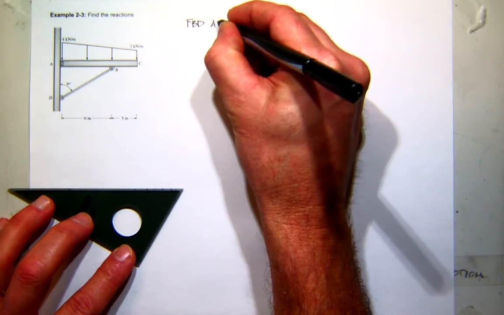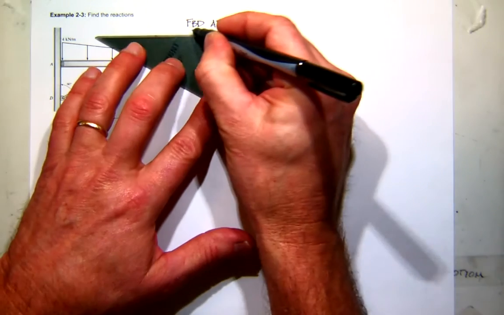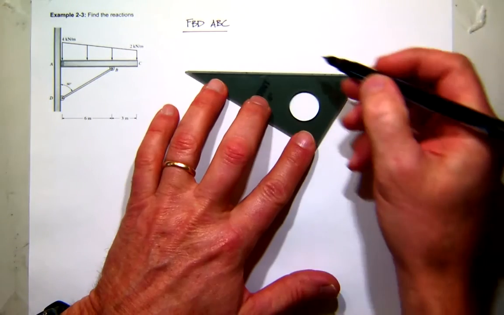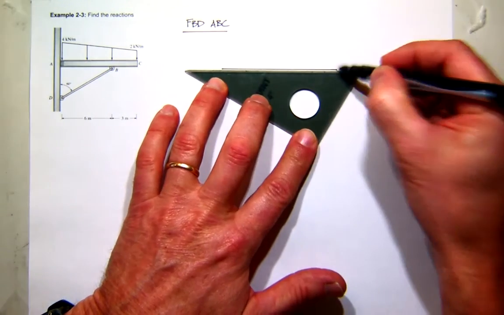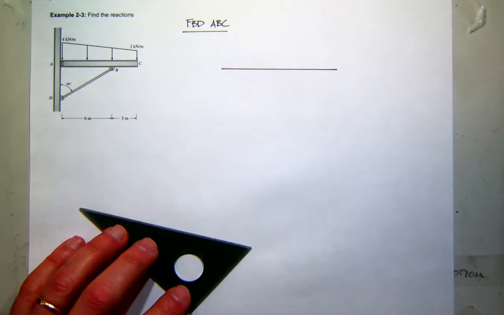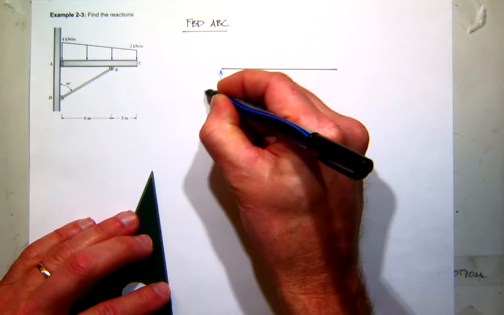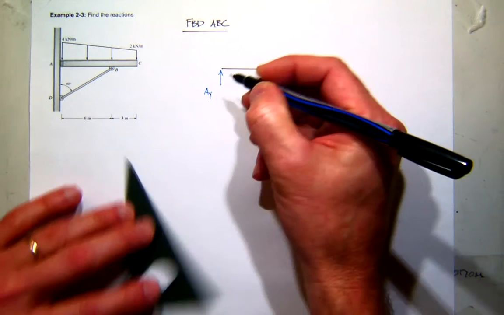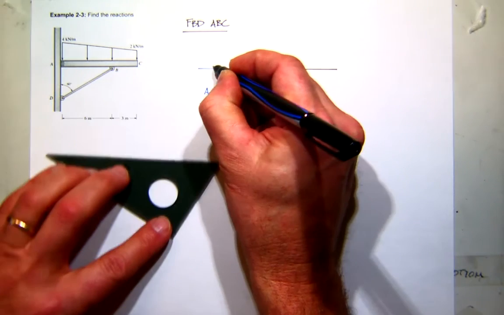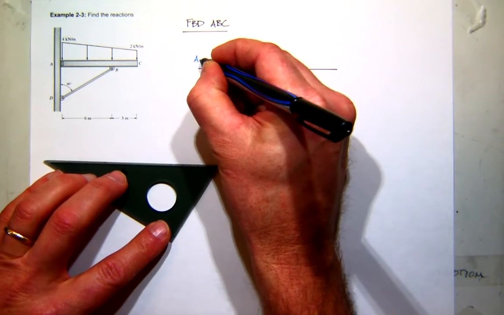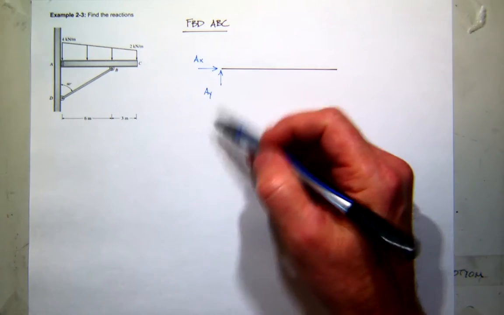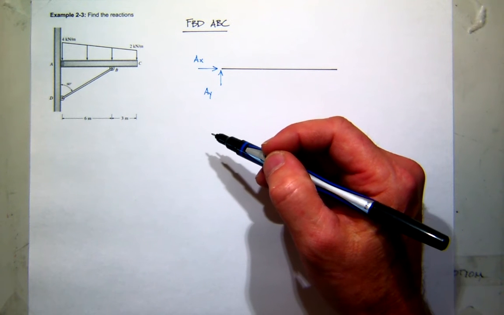section A, B, C. So I'll come over here and draw the line. At A, which is a pin, I'm going to assume two unknowns, AY and AX. As we talked about before, I don't even think about it. I just assume up for Y and to the right for X.